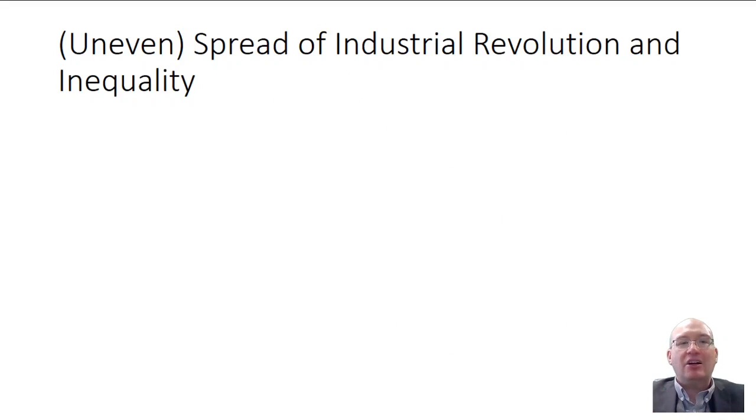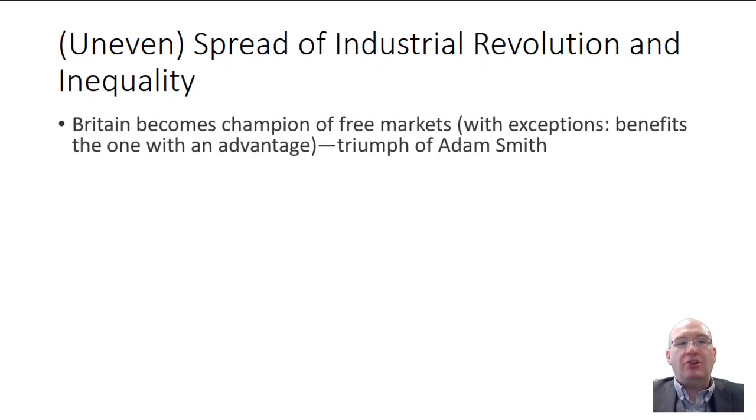So we now need to talk about the uneven spread of the Industrial Revolution and its relationship to inequality. With the Industrial Revolution, Britain, which had already been a champion of free markets, is going to become increasingly so, right? This is the triumph of Adam Smith. Britain wants to be able to sell its goods freely with low tariffs on its goods, and it wants to be able to import cheap food to feed its workers. So Britain is really going to champion free markets and a kind of global economy.